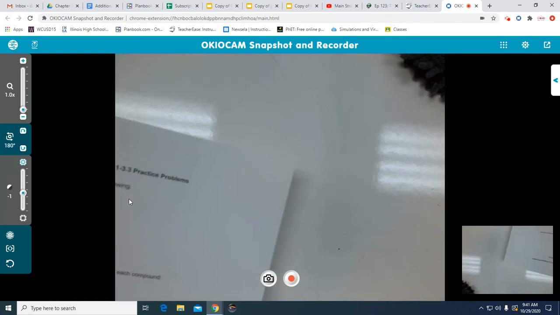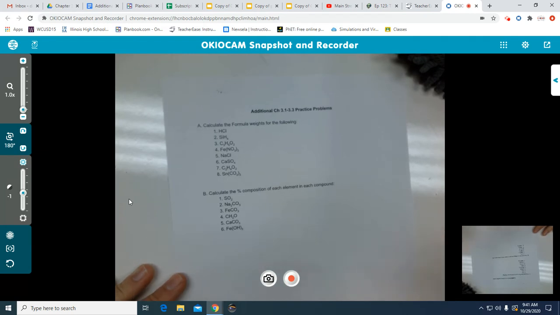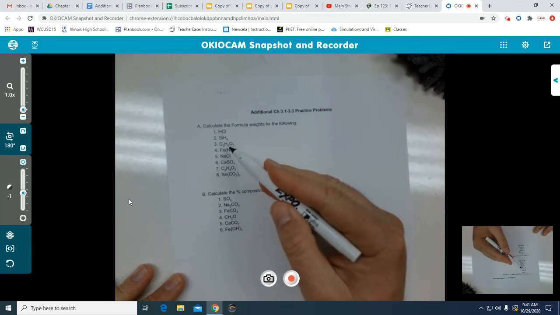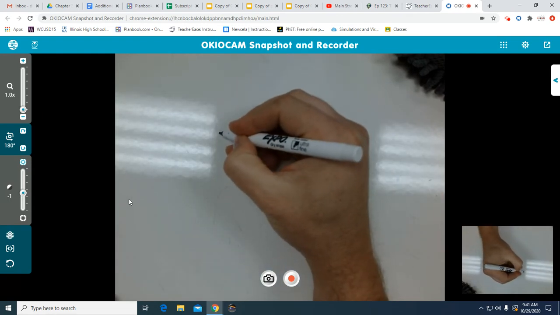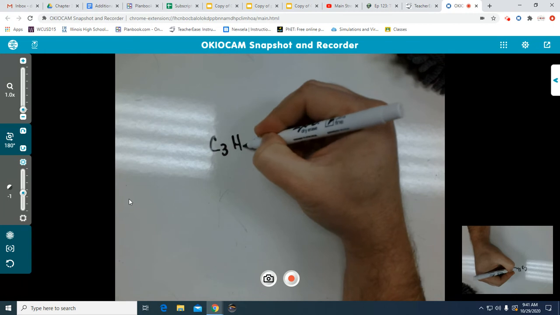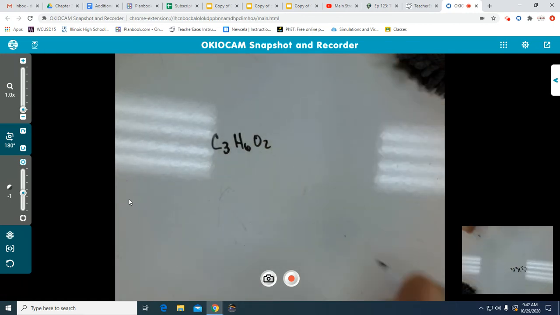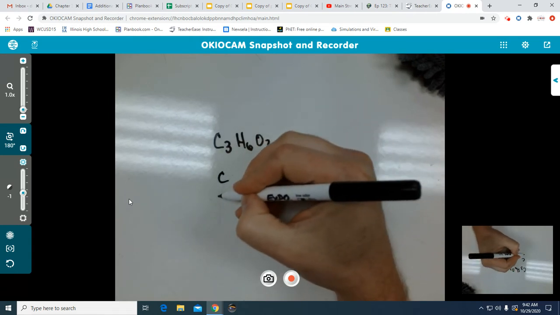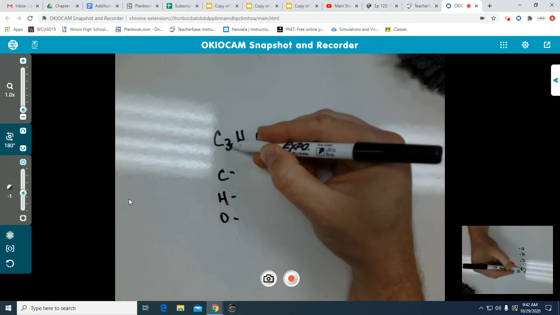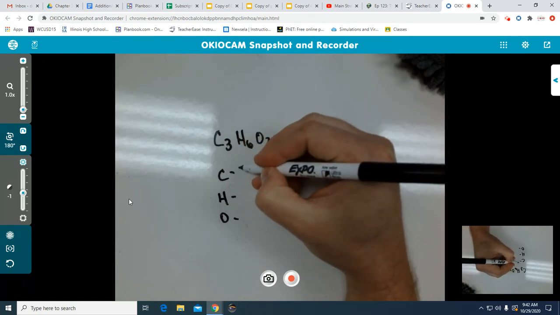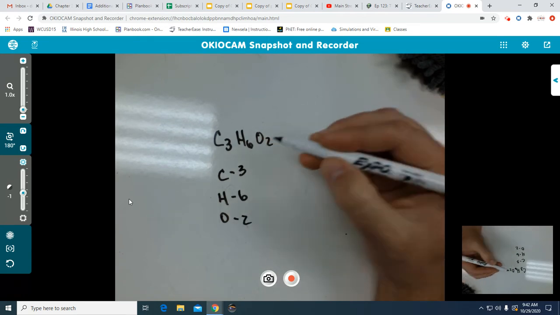Let's pick another one, shall we? How about number 3, C3H6O2. Perfect. All right. So let's list what we have. We've got carbon, we've got hydrogen, we've got oxygen. We have 3 carbons, 6 hydrogens, and 2 oxygens.